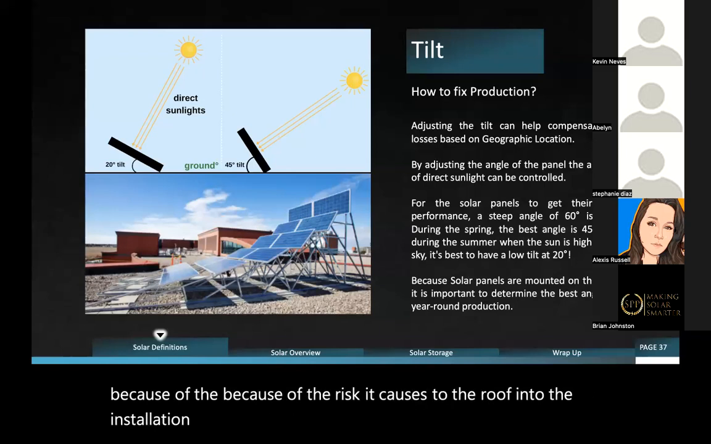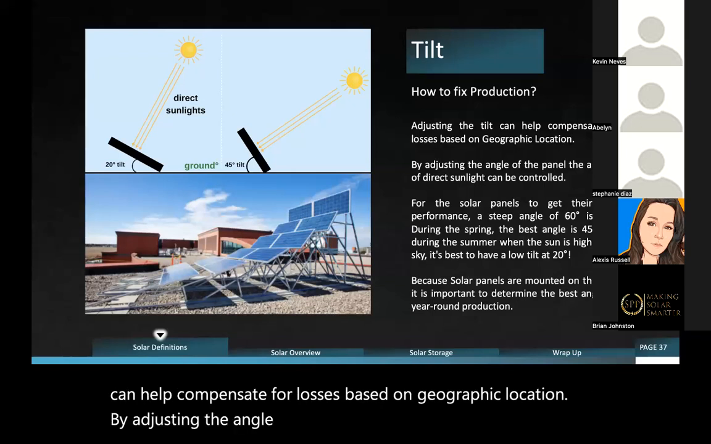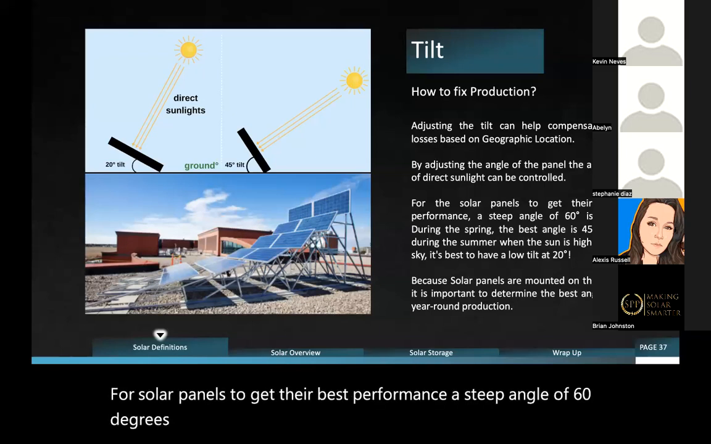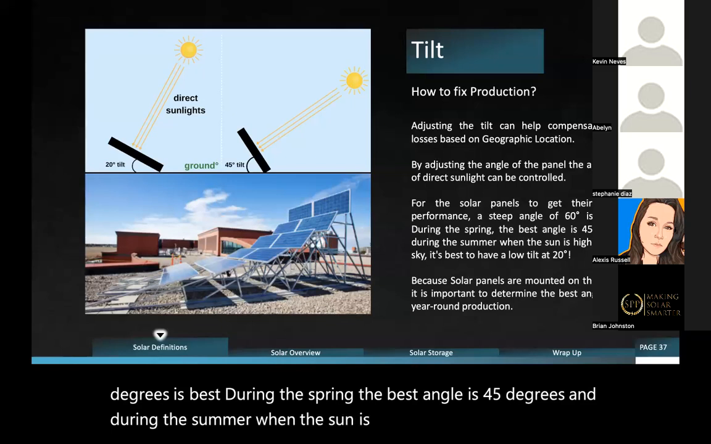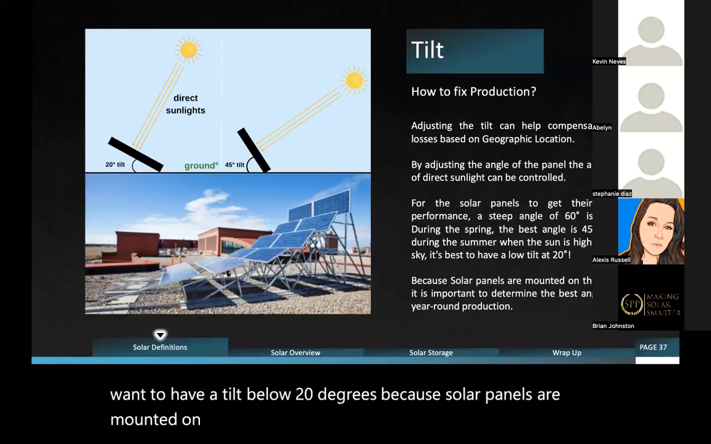But how do we fix production? Adjusting the tilt can help compensate for losses based on geographic location. By adjusting the angle of the panel, the amount of direct sunlight can be controlled. For solar panels to get their best performance, a steep angle of 60 degrees is best during the spring. The best angle is 45 degrees, and during the summer, when the sun is at its highest in the sky, you want to have a tilt below 20 degrees. Because solar panels are mounted on the roof, it's important to determine the best angle for year-round production.